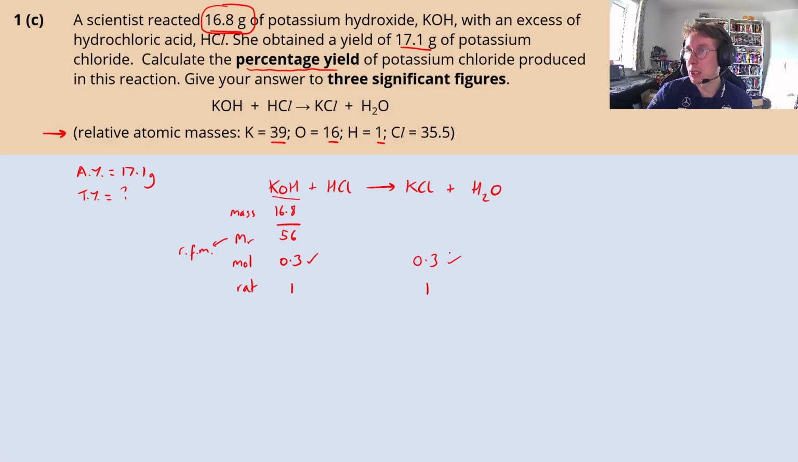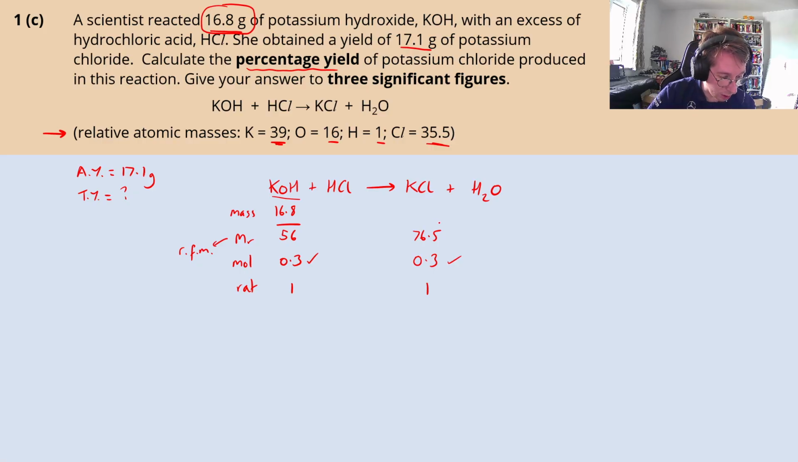So now what do we need to do? Well, we need to find the relative formula mass of potassium chloride so that we can figure out this theoretical yield, this mass that could be produced. And in this case, we need to take the relative atomic mass of potassium, which is 39. We need to add it to the relative atomic mass of chlorine, which is 35.5. If you do that calculation, 39 added to 35.5, what you end up with is 76.5.